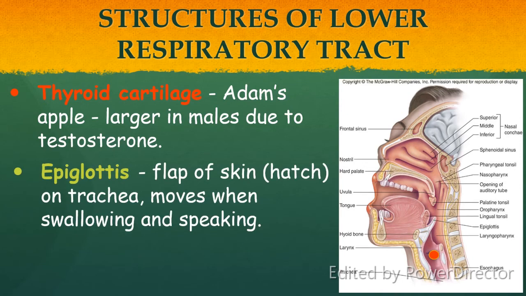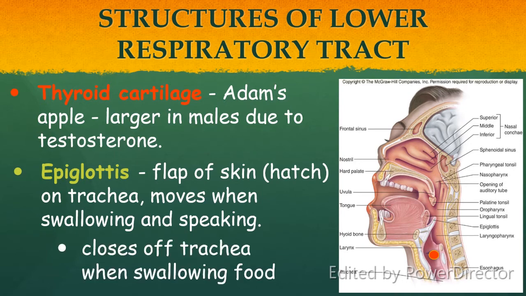And the last one is the epiglottis, a flap of skin or hatch on the trachea, which moves when swallowing and speaking. It closes off the trachea when swallowing food. Thus, it serves as the gates of the larynx. It also separates the air we breathe from our food.